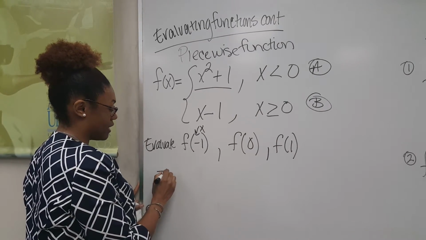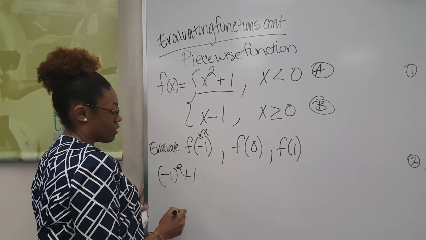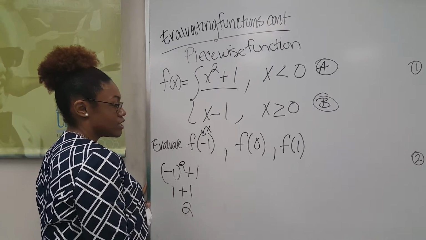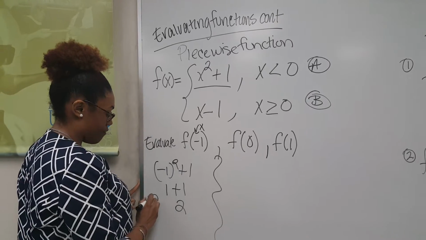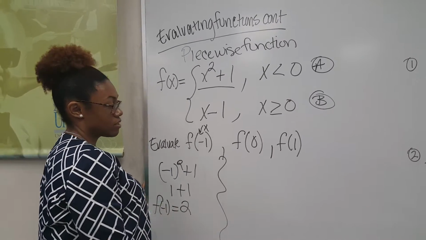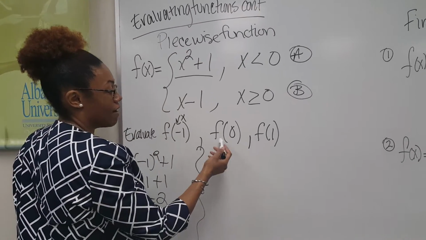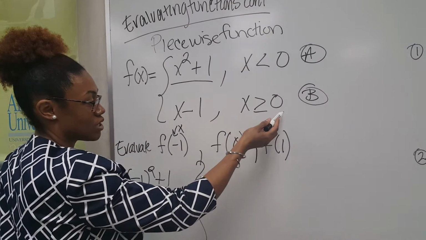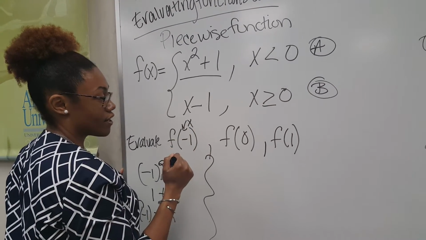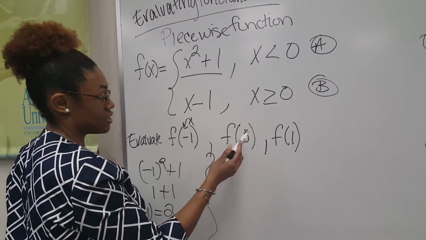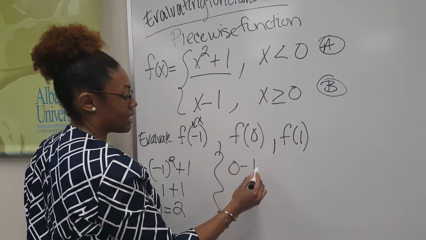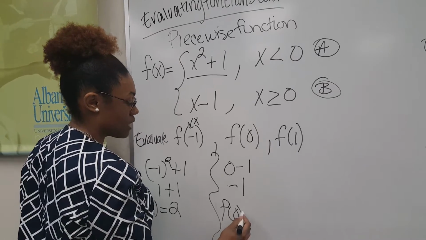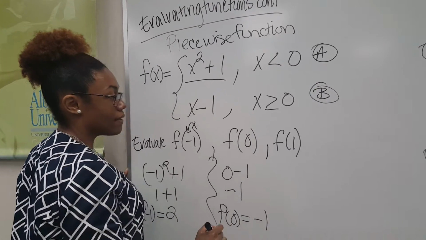So this will be negative 1 squared plus 1. Well, negative 1 squared is 1, and 1 plus 1 is 2. So I have evaluated f of negative 1. Okay? Now, f of 0. So I'm looking at my directions, and when it's greater than or equal to 0, I use this function, right? So since x is 0, I would use 0 minus 1, and 0 minus 1 would just give me negative 1. So f of 0 equals negative 1, right?